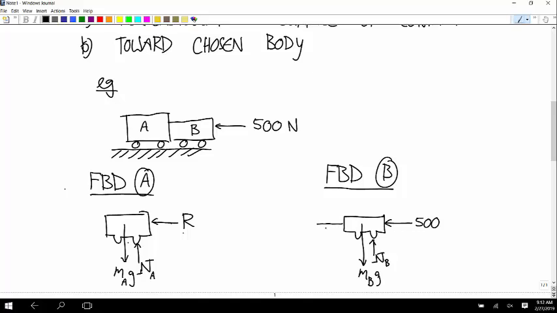And there's two ways to think about this. It's a pushing contact, so this has to be perpendicular to that vertical surface toward the chosen body. Or since this represents the exact same contact force as this R on our free body diagram for A, Newton's third law says that it's the opposite direction, same magnitude.